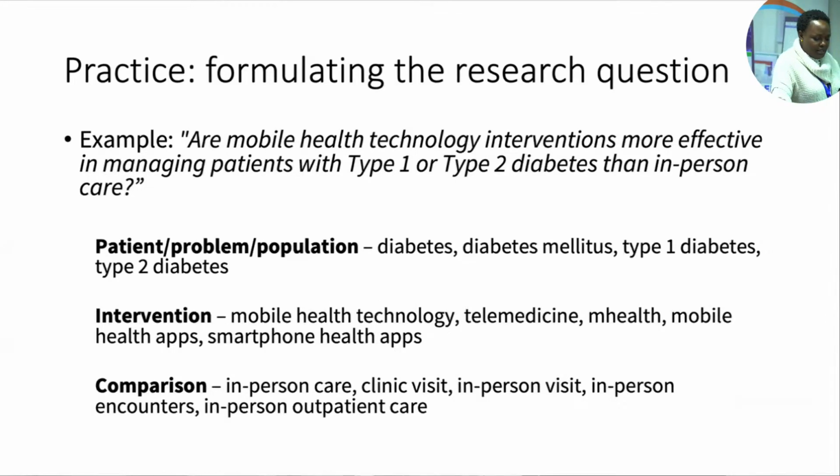So now we see, as you said, instead of saying patients with diabetes, we could have said DM, type 1 diabetes, type 2. Instead of mobile health technology, we could have said telemedicine, mHealth, mobile health, smartphone. All of that is a possibility when you're doing your search. And then the comparator was in-person care, clinic visit, in-person. All of this is a possibility.